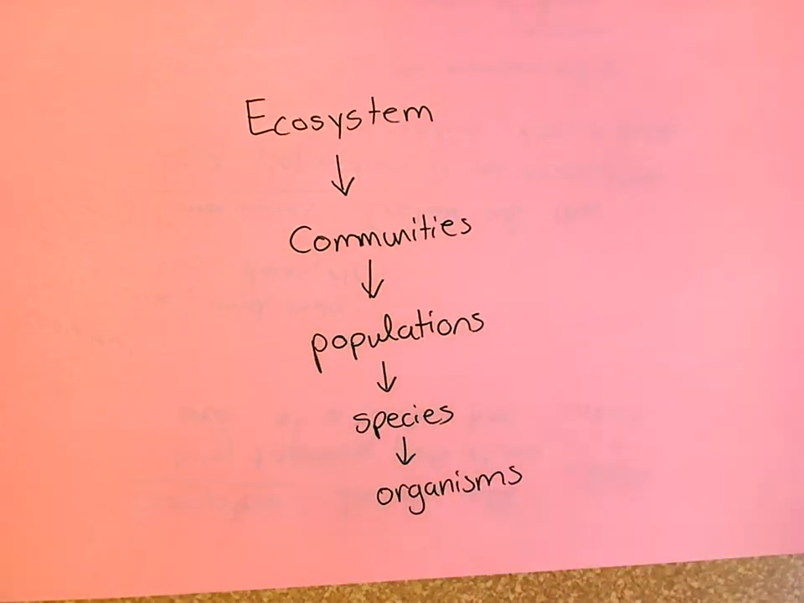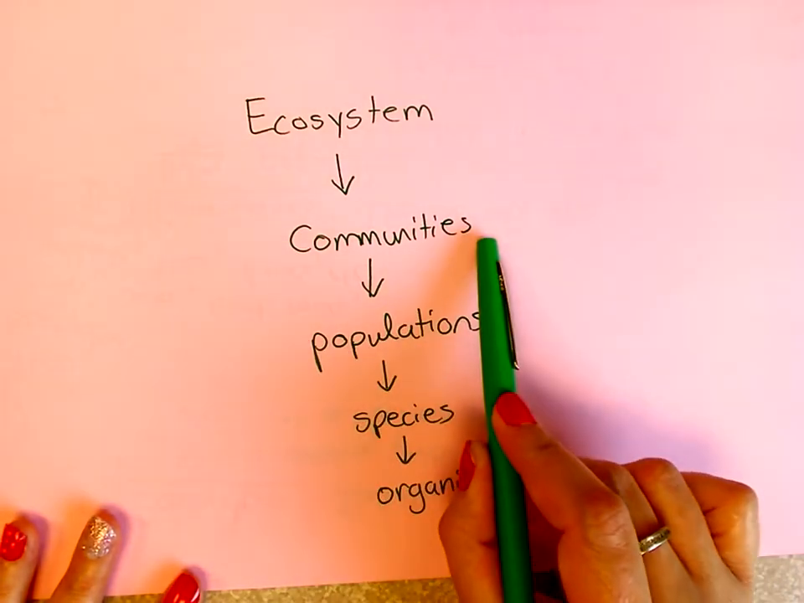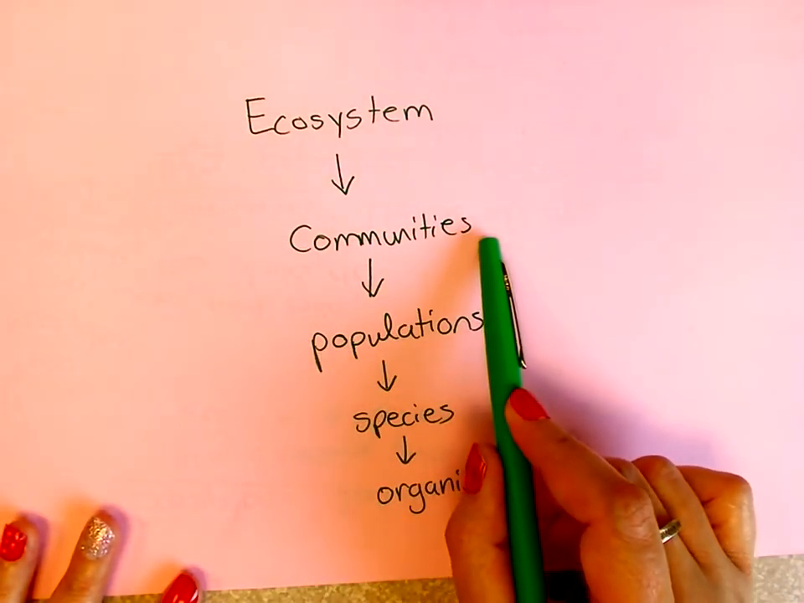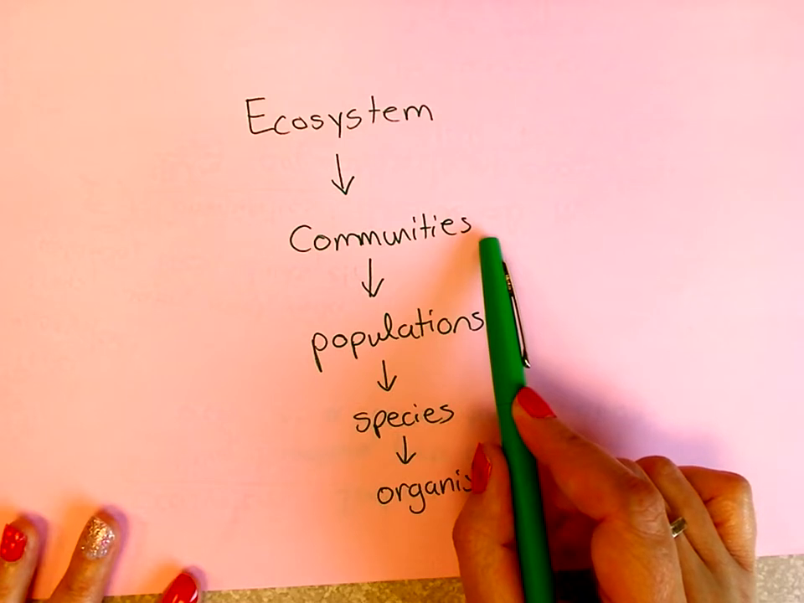Now, in an ecosystem, remember we talked about the fact that we have living things and non-living things in an ecosystem. Those living things, we call that the ecological communities. All those biotic factors will work together and interact with each other in a lot of different ways, okay?